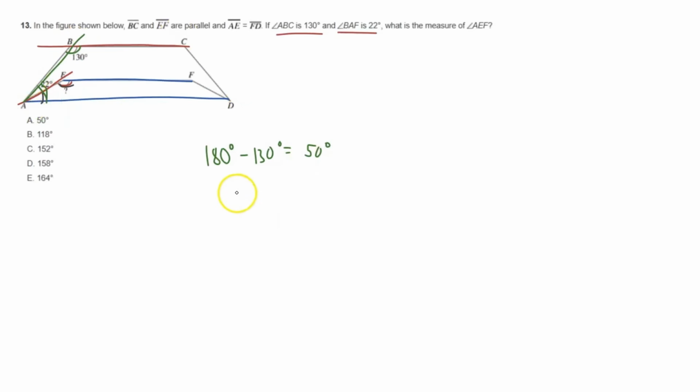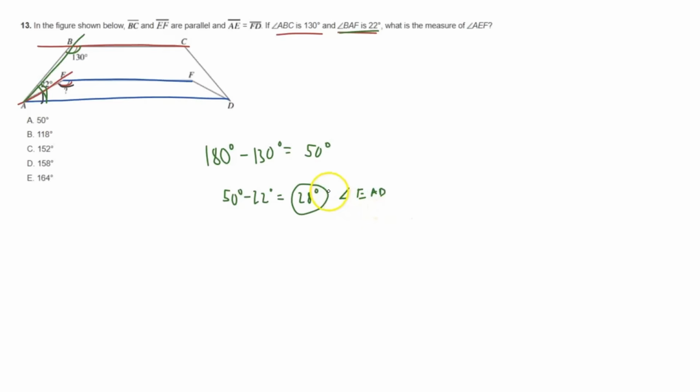So let me just get rid of that. So we have 50 degrees. And then we know originally that our angle of BAF is 22 degrees, so we can subtract 22 degrees away. And so that is going to leave us with 28 degrees. This 28 degrees right here is our angle EAD. Okay, so I'm going to label that EAD.